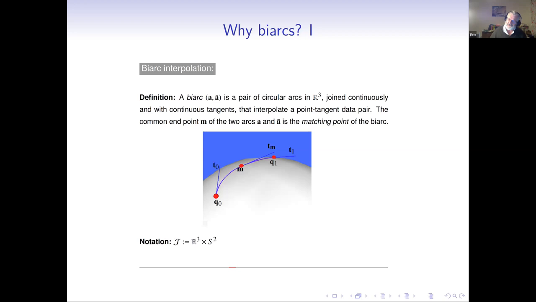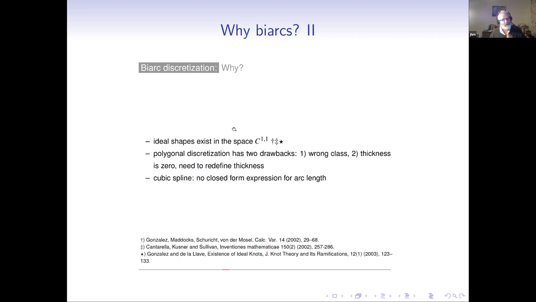So why biarcs? Well, ideal shapes exist in the space C1,1. Biarcs are C1,1. In fact, lots of people have used piecewise linear discretization. And in some sense, of course, you take more and more piecewise linears and there's some convergence, but ultimately they're in the wrong class because piecewise linear is not C1,1, there are corners, right? Now you can fix it. In particular, Eric Rodin has beautiful methods of inscribing arcs of circles into piecewise polygons. And this objection can be overruled, but I claim, why bother? Why not just start with biarcs?